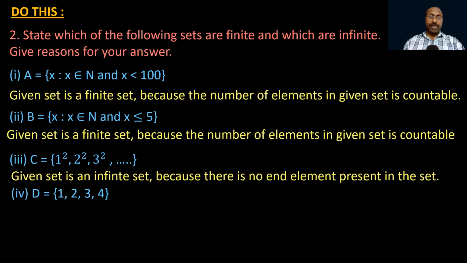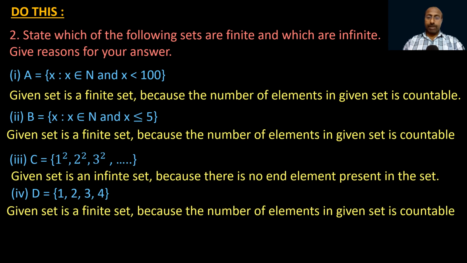Take the fourth one. D is equal to 1, 2, 3, 4. Clearly, the set is finite because there are 4 elements present in the set. That is, the number of elements is countable.